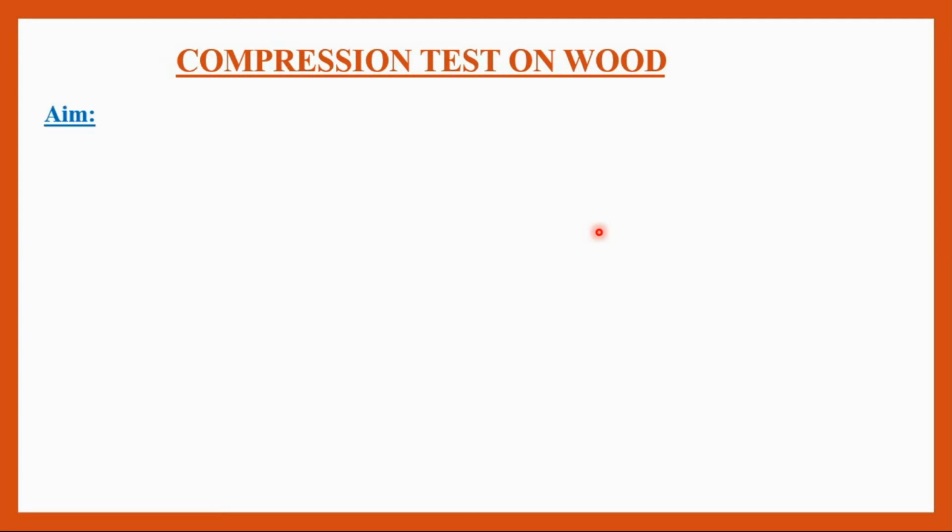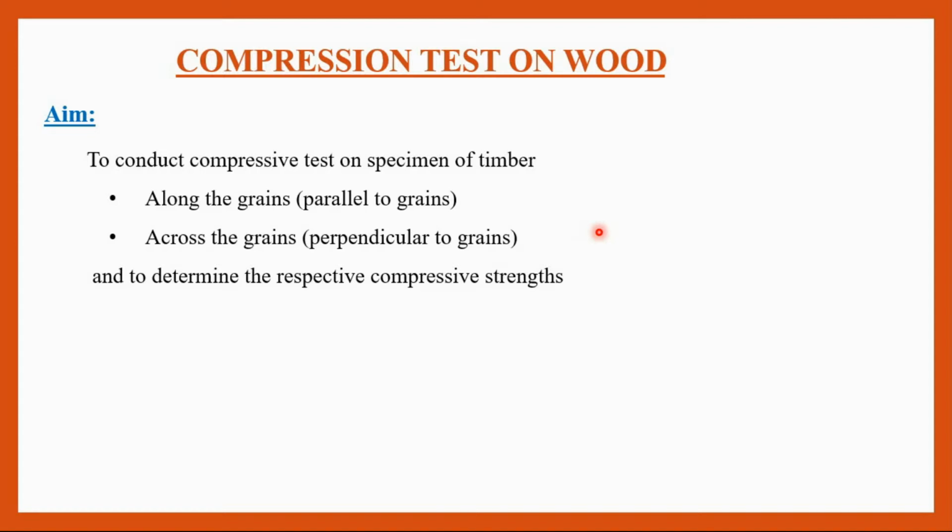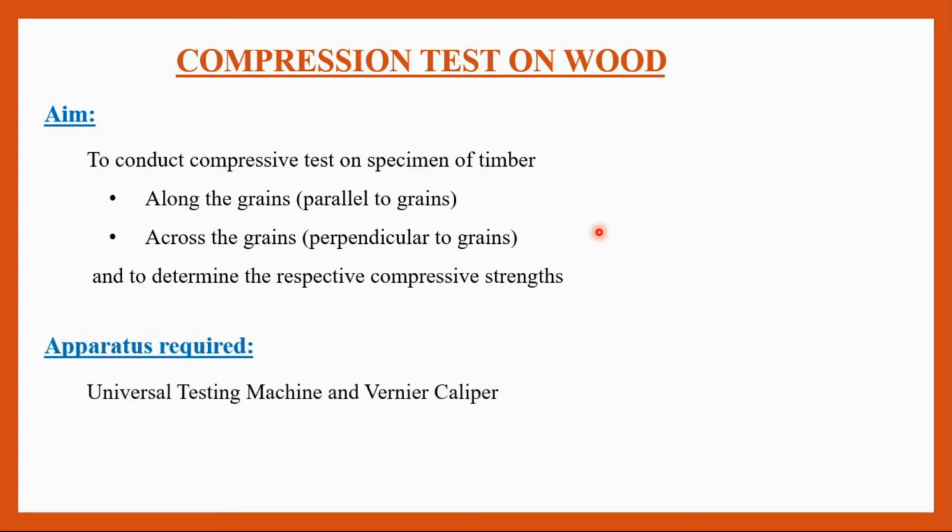Aim of the experiment: to conduct compressive test on specimen of timber. In that, first will be along the grains, nothing but parallel to grains you can call, and second will be across the grains, nothing but perpendicular to the grains, and to determine the respective compressive strengths. Apparatus required: we are using universal testing machine and vernier caliper for measurement of the dimension.